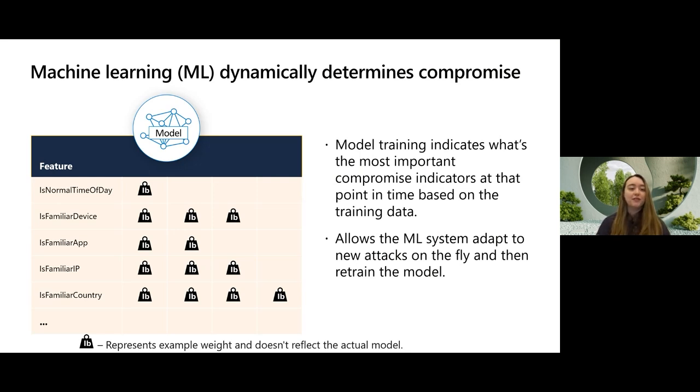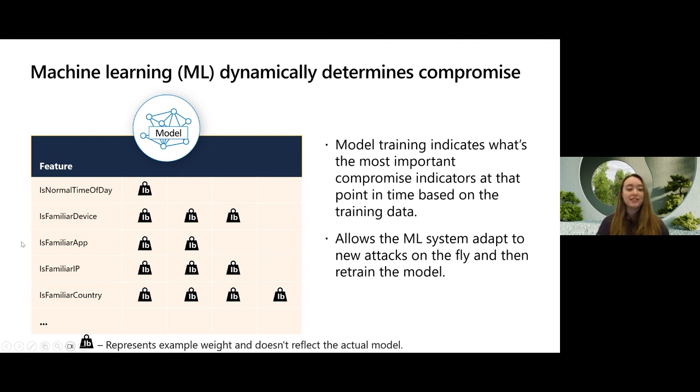So for our imaginary ML model here, we're looking at different things like, is this a normal time of day for this user to be signing in? Are they coming from a familiar device? Is the app they're signing into familiar? Is the IP familiar? Is the country familiar? So a bunch of different familiarity metrics we have for each user and each tenant that we're able to put all together to determine if it's the good user or an attacker trying to get into the system.